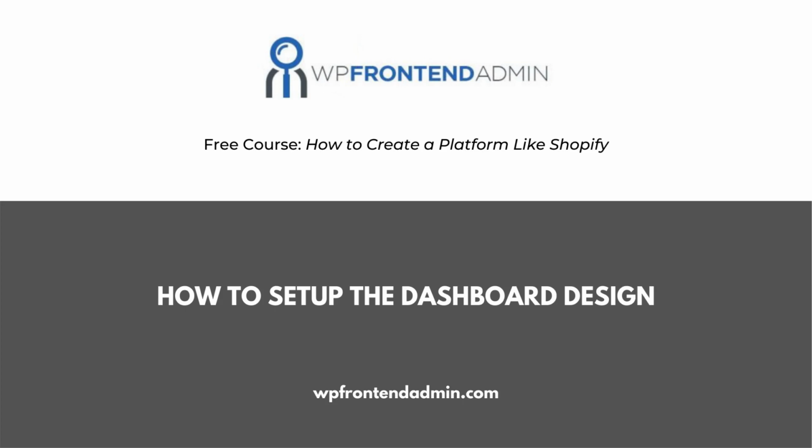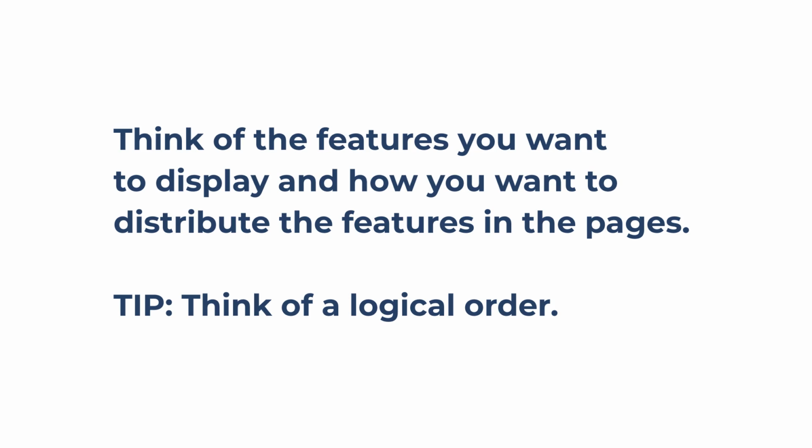We've already configured the global settings for our Frontend dashboard with WP Frontend Admin. Here, we'll show you how to configure the theme for the new dashboard, and define its architecture. To define the architecture of the Frontend dashboard, you just need to think about the features you want to display on it, and how you want to distribute the features in the pages. Just make sure you think of a logical ordering of the admin pages.